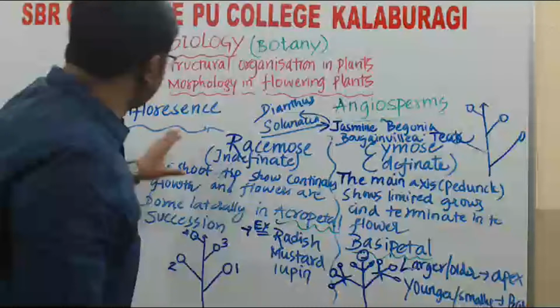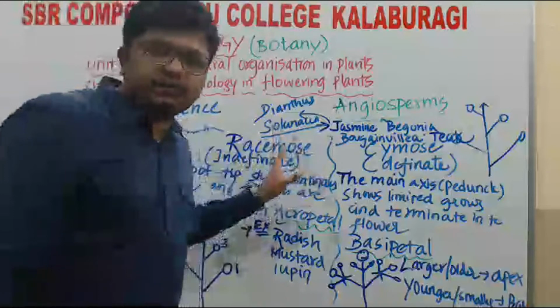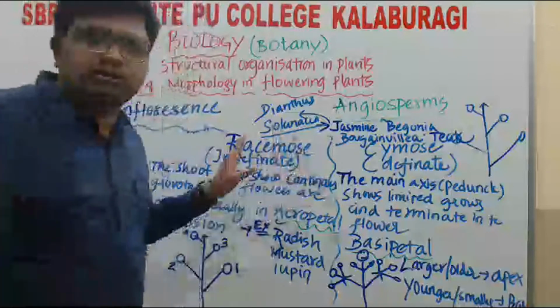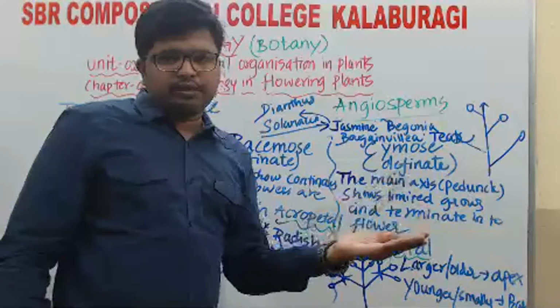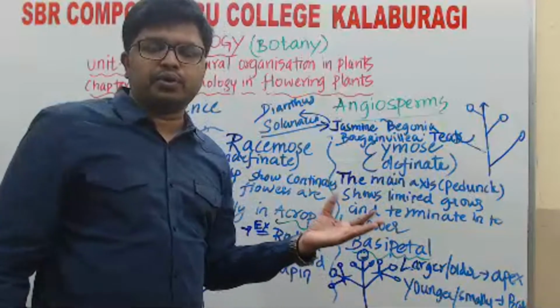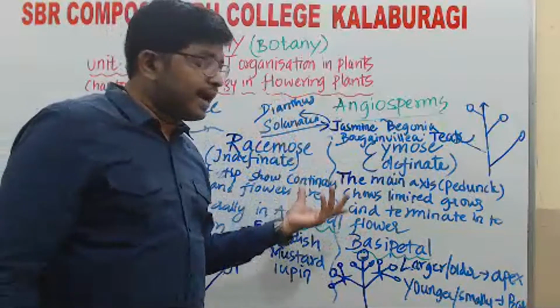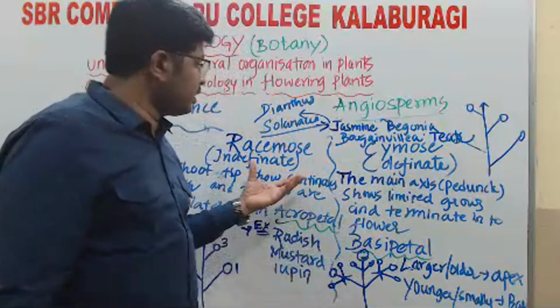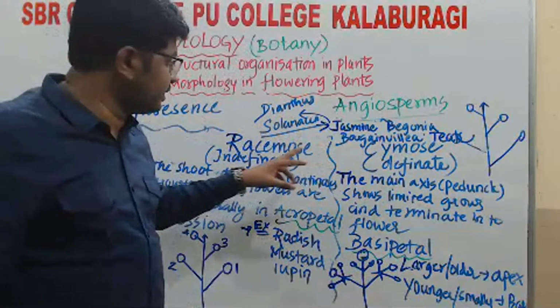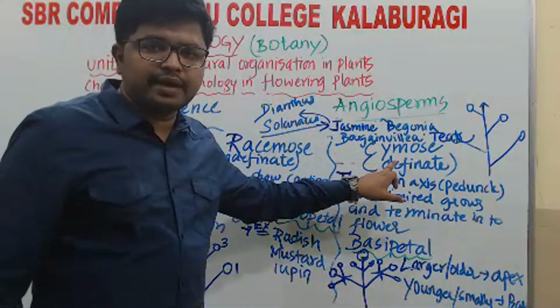The arrangement of flowers on the floral axis of a plant, you call it as inflorescence. Depending upon the ability of the shoot tip to grow or end up in a flower, there are two types of inflorescence, that is racemose and cymose.